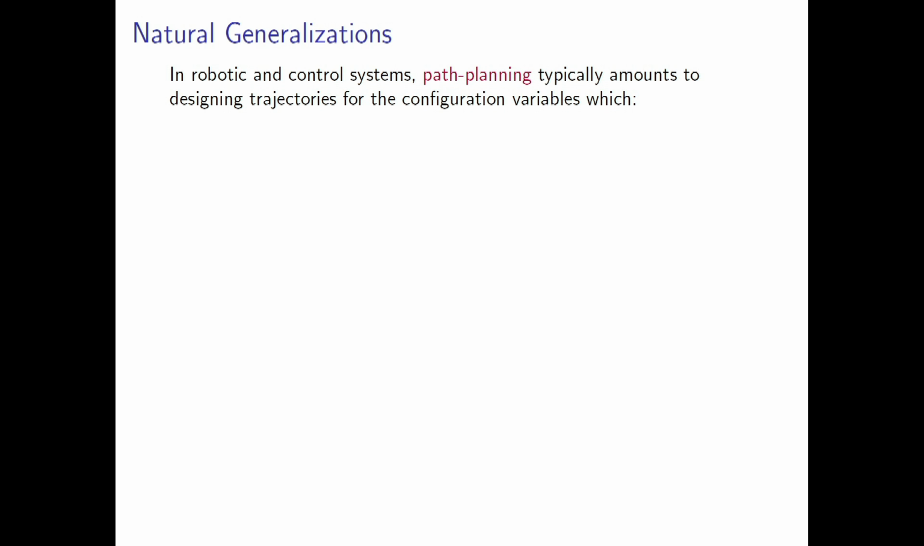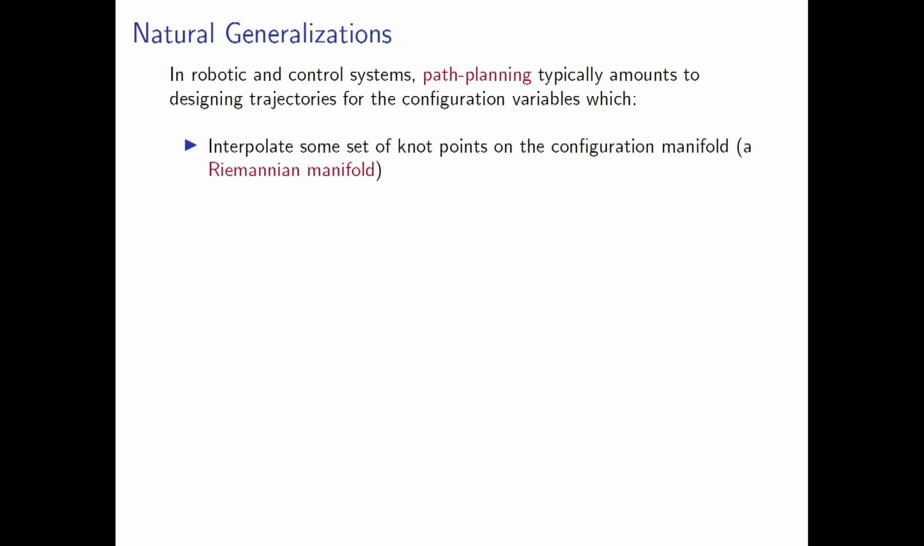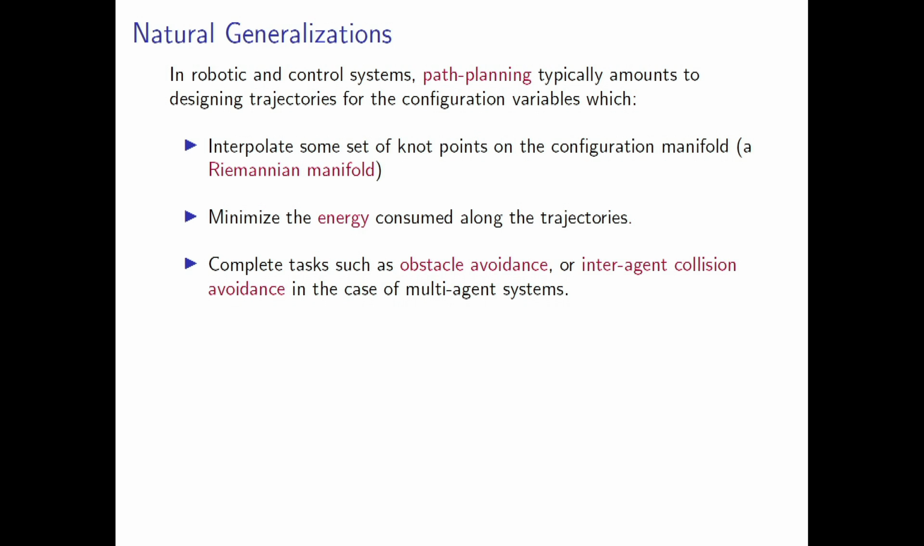My motivations come from robotics and control systems, in particular path planning, because we can design trajectories by interpolating points or avoiding obstacles in the workspace. And if we want to talk about path planning, one application is interpolation of a set of node points in the configuration manifold, where the configuration manifold usually is a Riemannian manifold. And in that sense, we wish to minimize the energy consumed along trajectories, as I commented before in the case of R. And also, in addition to minimizing some quantity like the energy, we want to complete some task, like avoiding an obstacle in the workspace, or preventing collision if we are working on a multi-agent system problem.